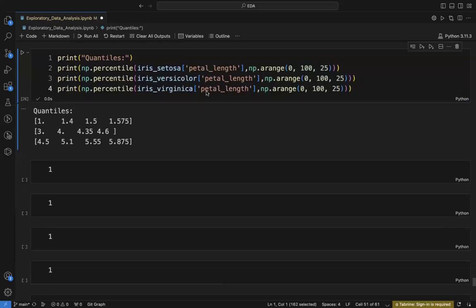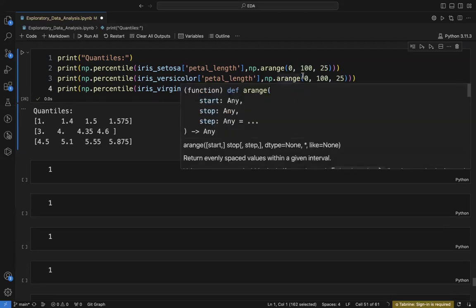So the code is very, very straightforward. The reason we are getting 25, 50 and 75 is because I said get me these values with a gap of 25. That's why I'm getting the 0, 25th percentile, then the 50th percentile, then the 75th.